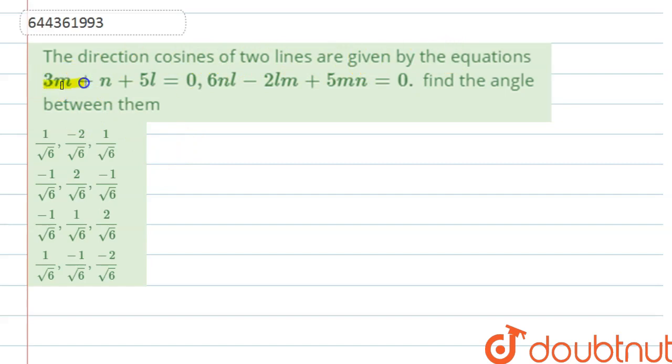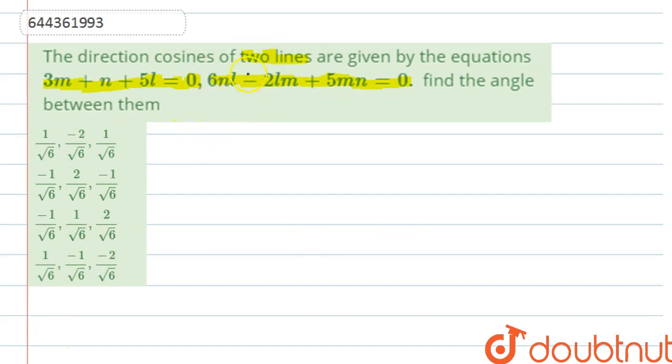Hello guys, in this question we have the direction cosines of two lines given by the equations 3m + n + 5l = 0 and 6nl - 2lm + 5mn = 0, and we have to find the angle between these two lines. We have four options here. Now let's solve the question.